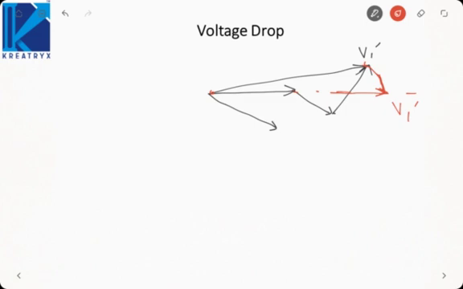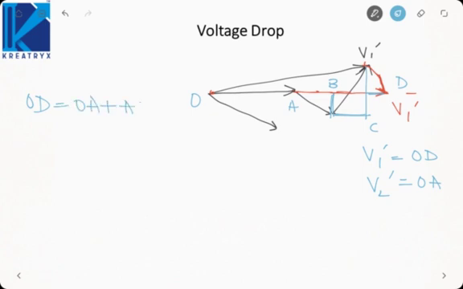I have made an arc of this much radius. Now take this distance, this, then this, and then this distance. Right now I am marking it as O, A, B, C, D. Now we can see V1 dash is equal to OD and V2 dash is equal to OA. So we need to calculate the difference between OD and OA. OD can be written as OA plus AB plus BC.